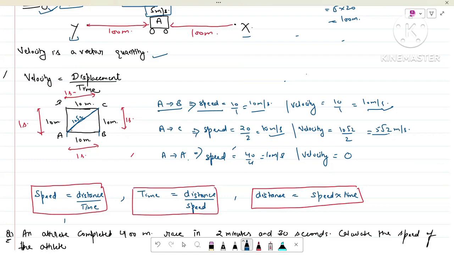Now third case, the person started from A and again reached A. So what is the total distance covered? 40 meter and total time taken is 4 seconds. So again, speed is 40 by 4, 10 meter per second.